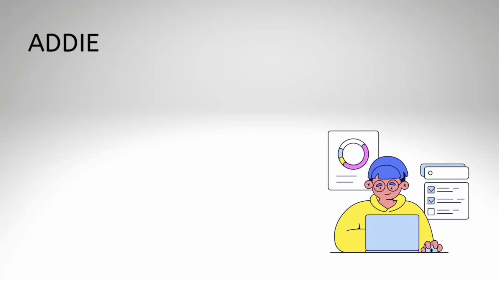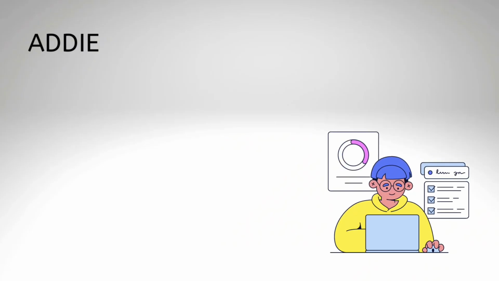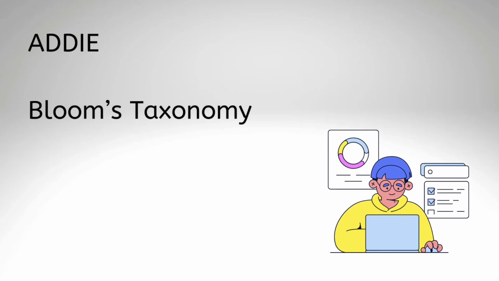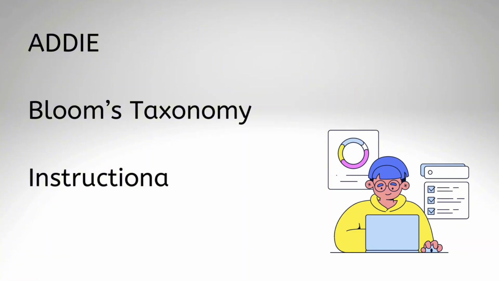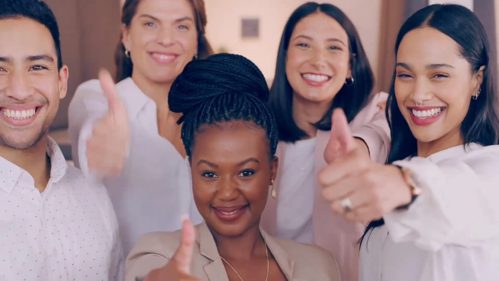In this episode, we're going deep into ADDIE, the framework that keeps your design grounded, Bloom's Taxonomy for what to aim for, and Instructional Design Principles so you don't leave them guessing. And no, this isn't one of those 5 tips to make training fun kind of videos. This is real stuff. Let's go.